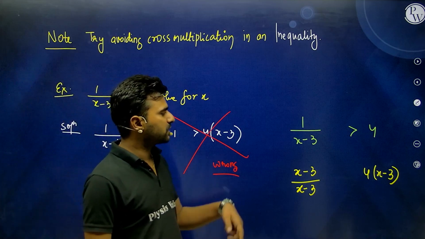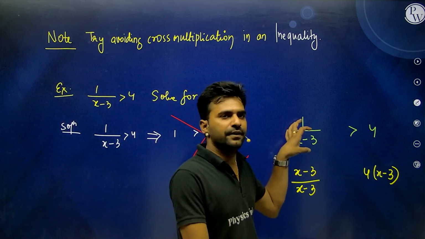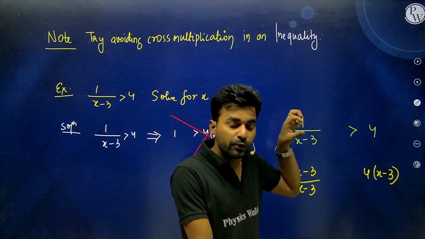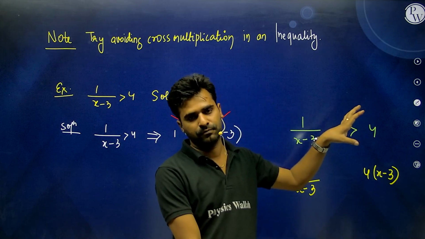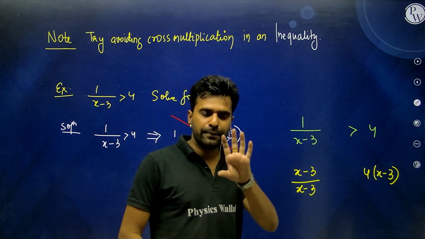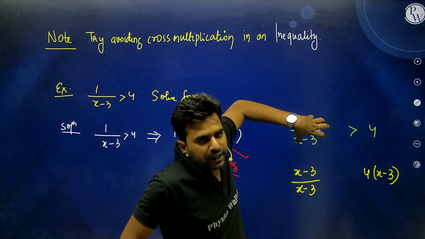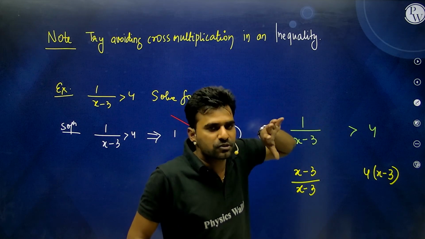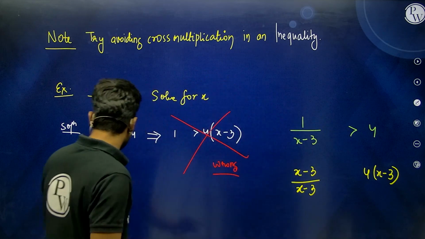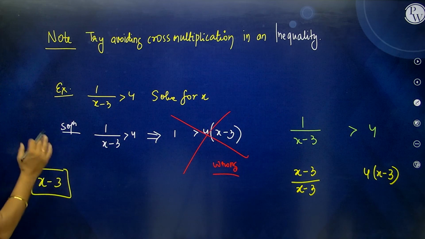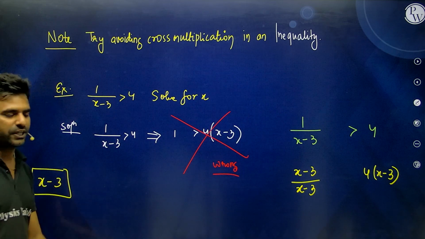A lot of guys will say, sir, this thing is greater than 4, so definitely 4 is a positive number, so this thing has to be positive. But you are thinking too much. Don't think too much about whether this should be positive or negative. I'm just saying simply, if I come in the class and ask whether x minus 3 is positive or negative, you will say, sir, we cannot say.